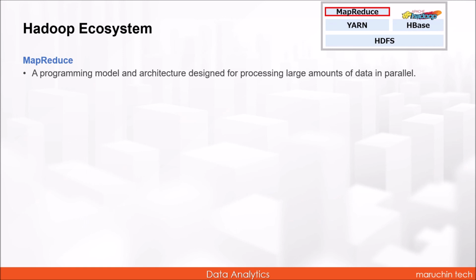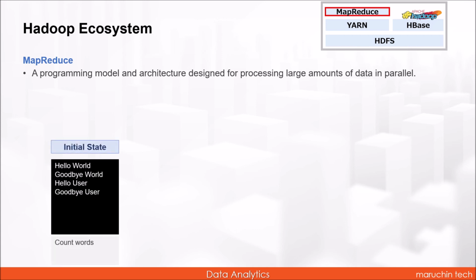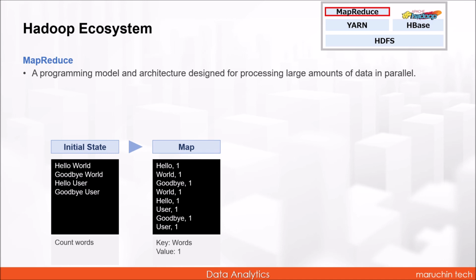MapReduce is a programming model designed for processing large amounts of data in parallel. It consists of two main steps, map and reduce. And here is a simple sample data flow. It counts the words at the initial state. In the map step, it converts each word into a key and the number 1 as a value.